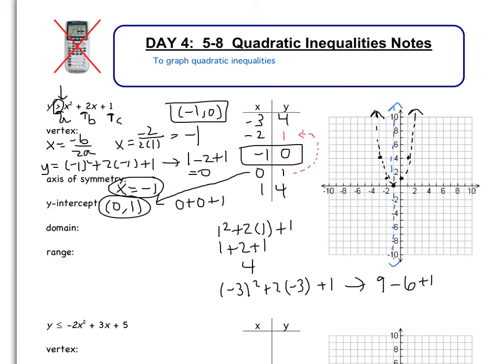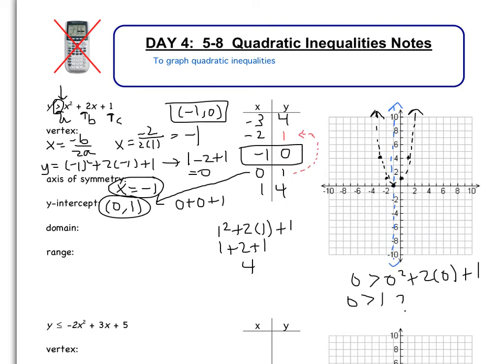So I'm going to erase this stuff at the bottom, and I'm going to substitute in 0, 0. Okay, so I end up with 0 is greater than 0 squared, add 2 multiplied by 0, add 1. So 0 is greater than 1. Is this true? No. So I don't want to shade near 0, 0. 0, 0 is on the outside of the parabola. That means I want to shade on the inside of the parabola. So I want to shade all of this stuff.